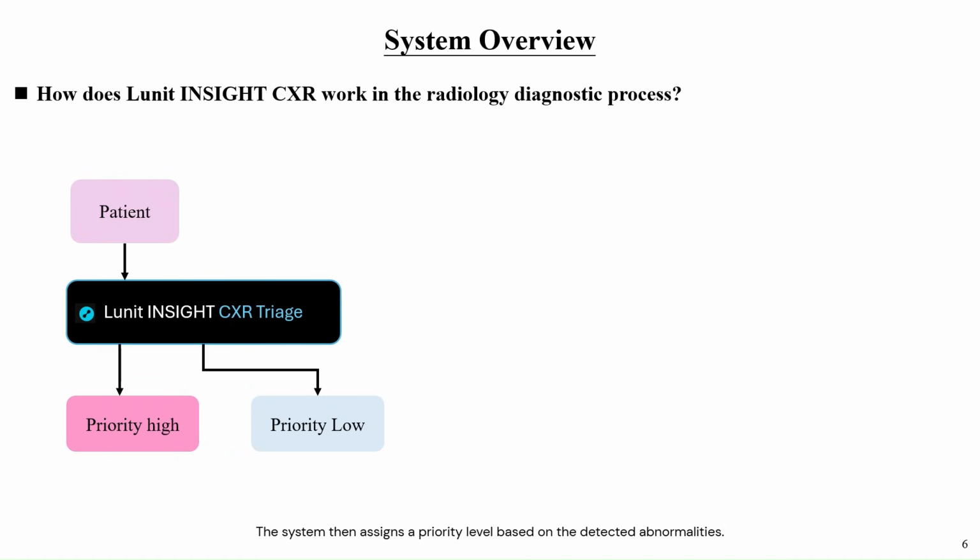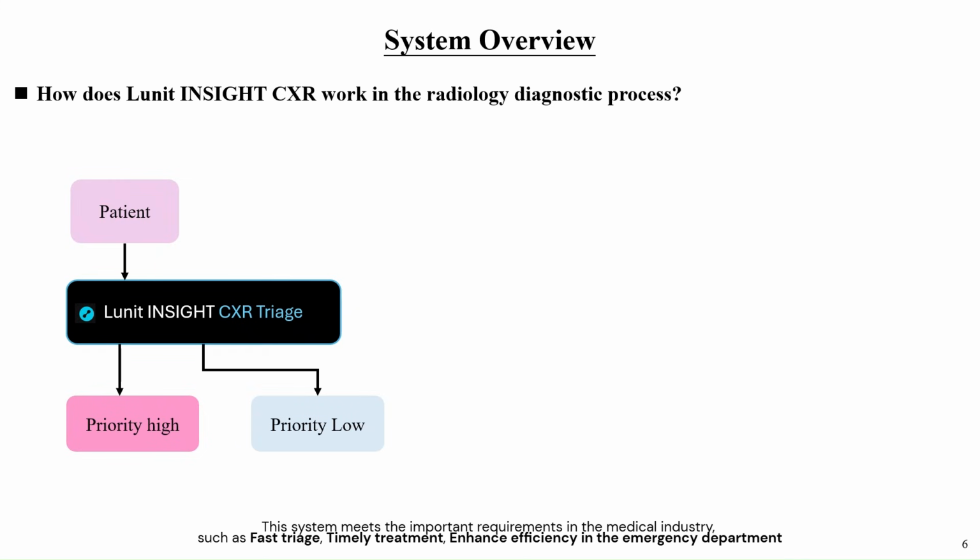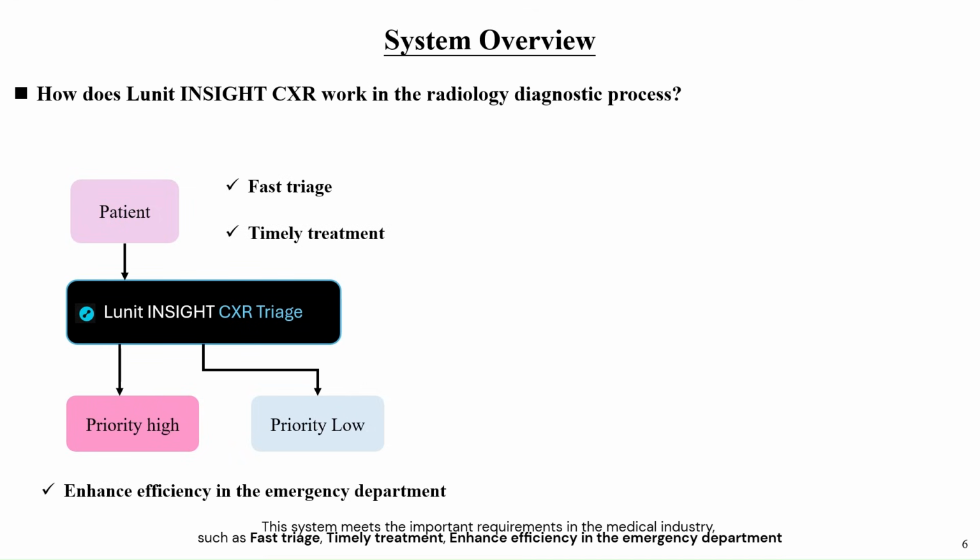The system then assigns a priority level based on the detected abnormalities. If the AI identifies critical findings, such as pneumothorax or pleural effusion, the case is labeled as high priority, meaning the radiologist will review it immediately. On the other hand, normal or non-urgent cases are categorized as low priority and can be reviewed later. This system meets important requirements in the medical industry, such as faster, timely treatment and enhanced efficiency in the emergency department.